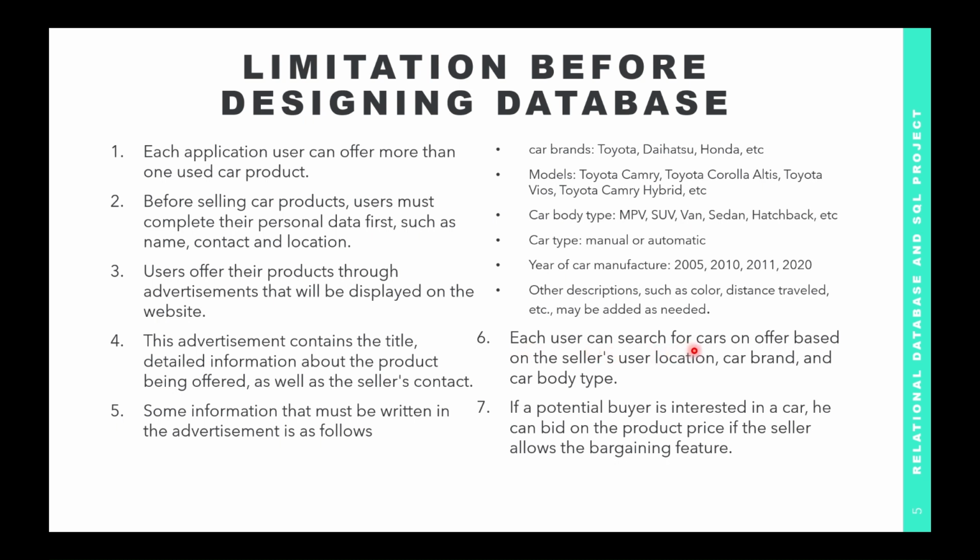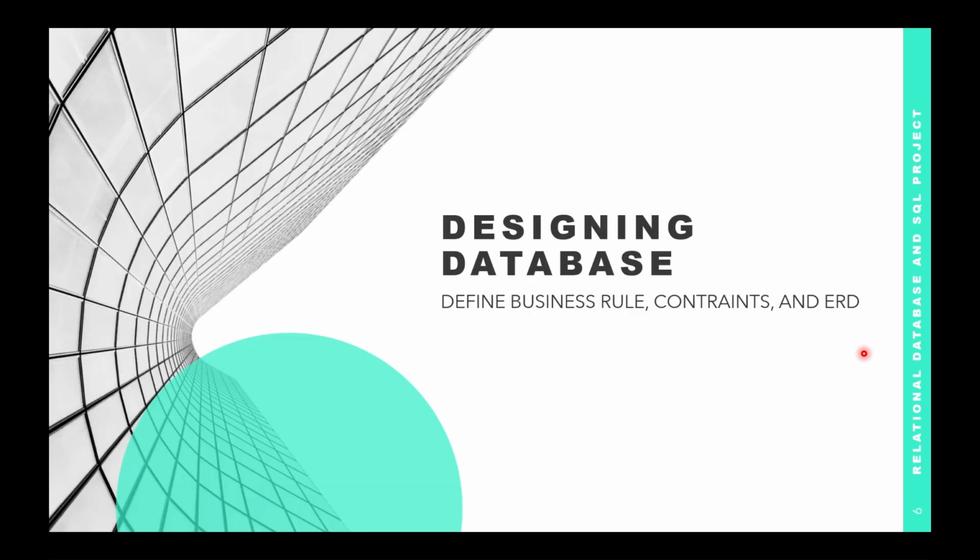Each user can also search for cars offered based on the seller's location, car brand, and car body type. If a potential buyer is interested in a car that he would like to buy, he can bid on the product price if the seller allows the bargaining feature, that is, if the price of the car is negotiable.